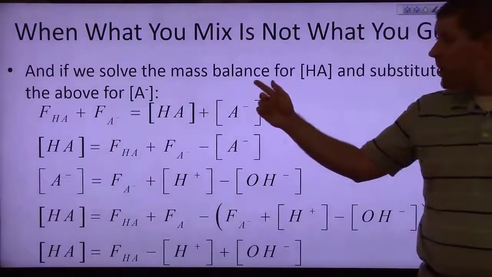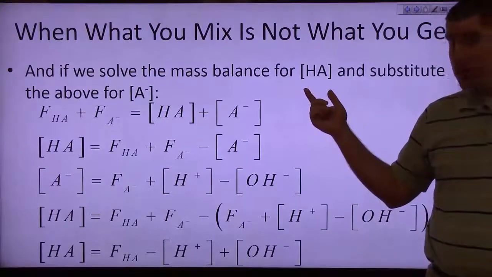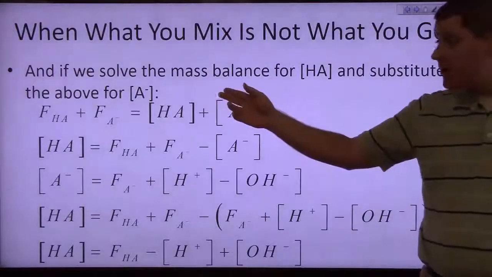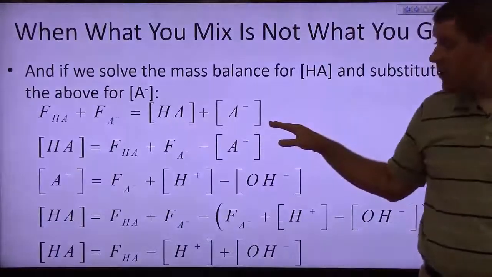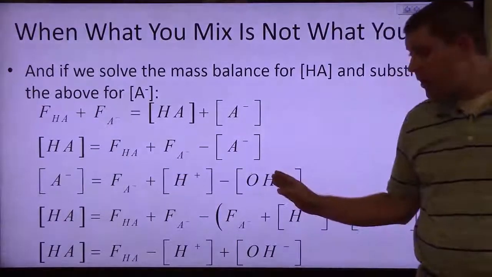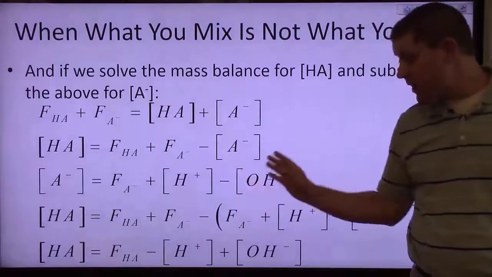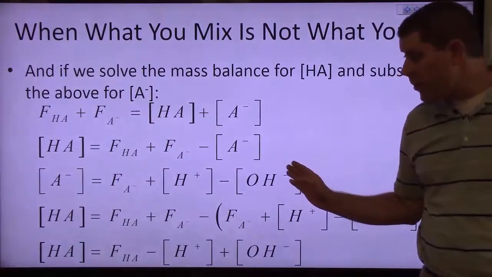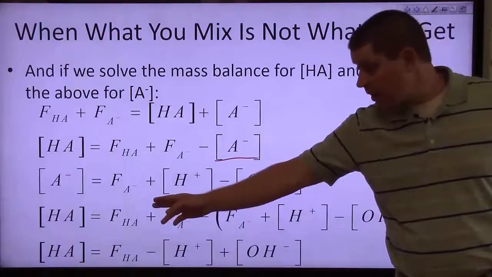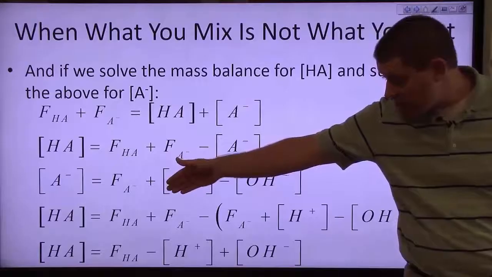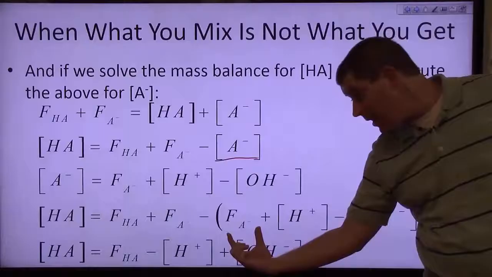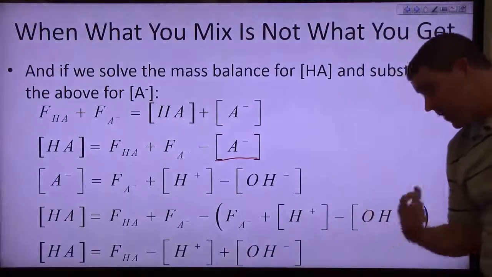And now, if we solve the mass balance for the acid concentration, HA, and substitute for our base concentration, A minus, we're going to start out with our mass balance here. We then solve it for HA, and now we can take what we had on the previous slide for our concentration of A minus in terms of hydrogen ion concentration and hydroxide ion concentration. We plug that in here for A minus, and that gives us that the concentration of HA is equal to the formal concentration of HA plus the formal concentration of A minus minus the quantity, formal concentration of A minus plus the concentration of H plus minus the concentration of OH minus.